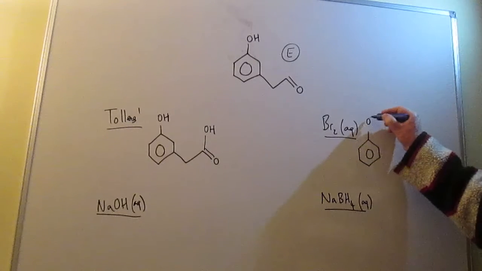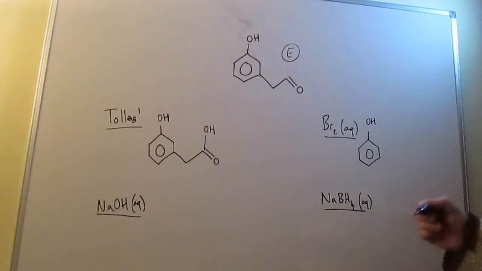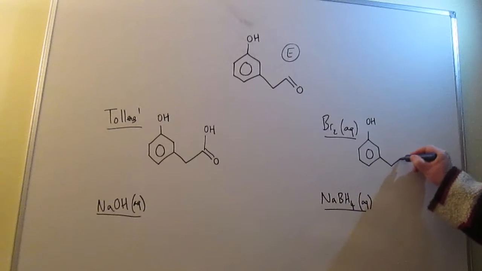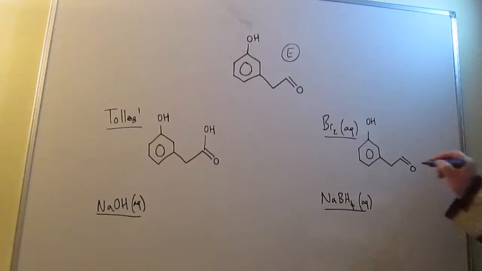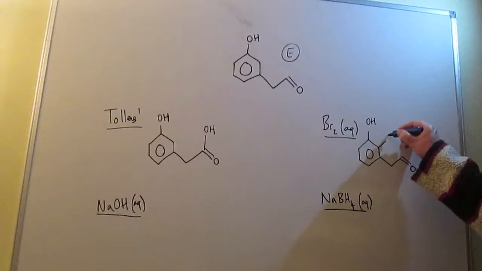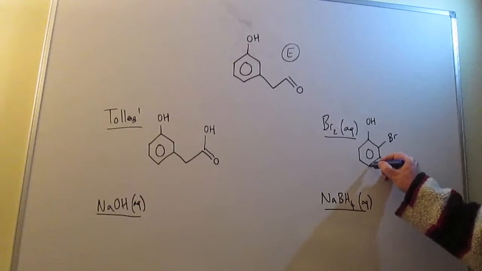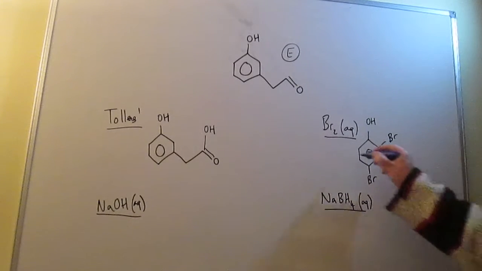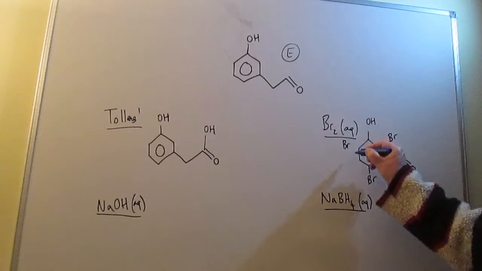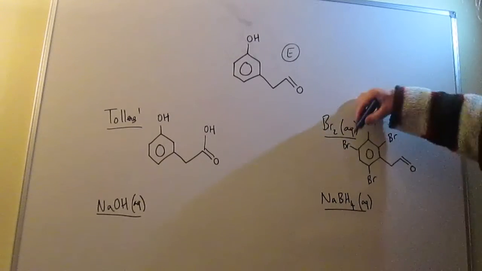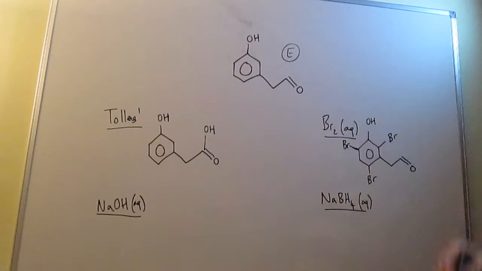the OH still there. You haven't replaced the OH. The job of the OH was just to activate the ring, and that branch is just sitting there not getting involved, but you get the 3 bromines substituting in at 2 and 4 and 6, and so you get that compound.